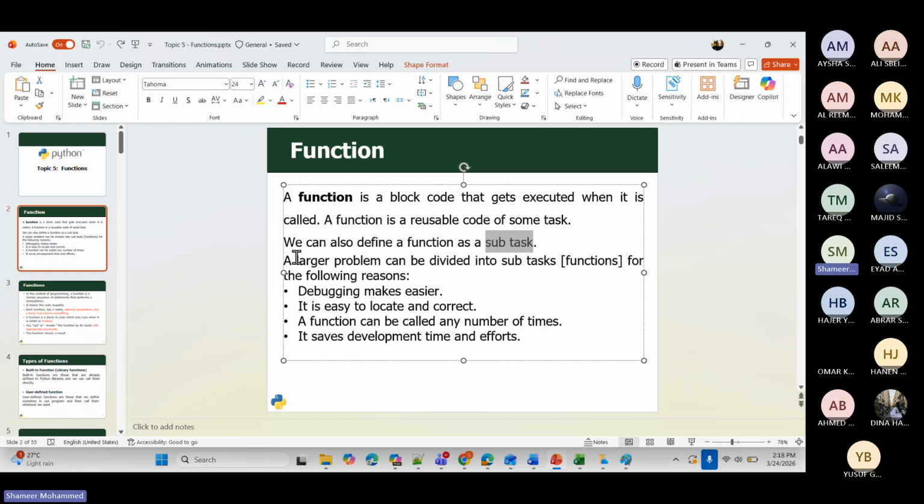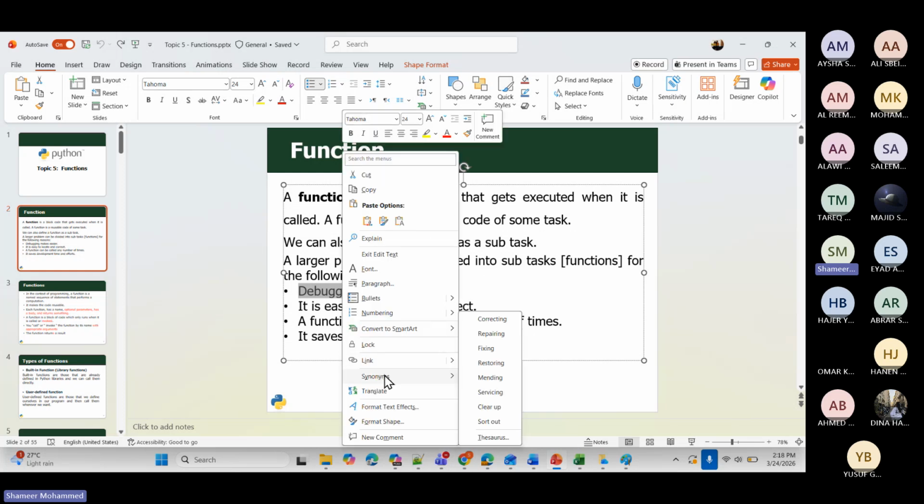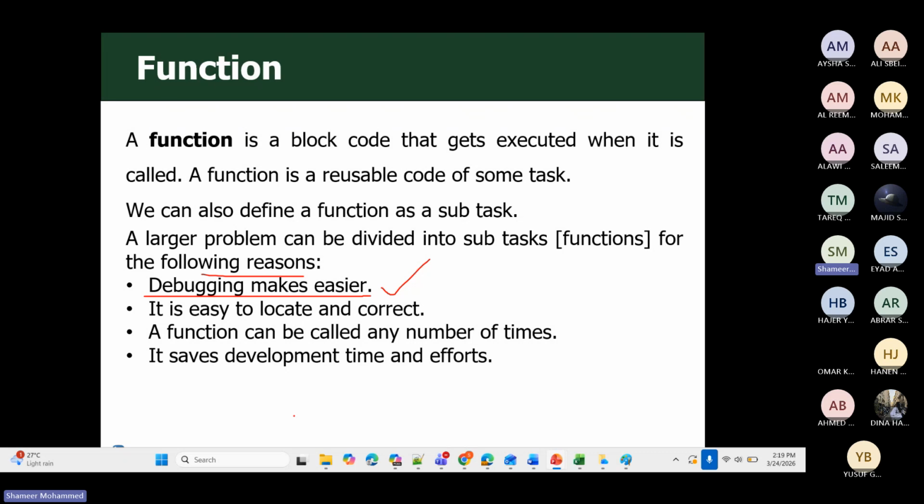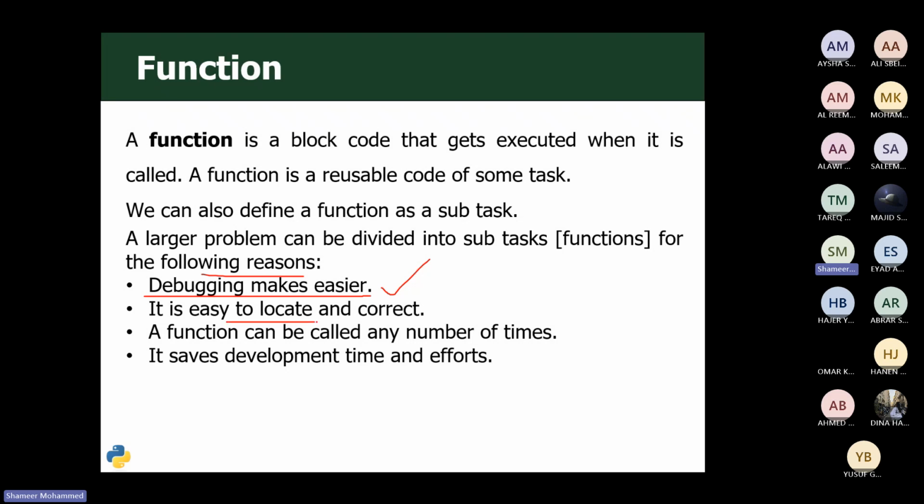A large program is divided into small functions. Why? To make debugging easier. Debugging means finding out where the problem is, where the error is, and how to fix it. It is easier if you divide your problem. If you can't see, the doctor will check your eyes. He will not check your stomach, because the problem is in seeing. So it is easy to debug. That is the use of a function: it is easy to correct and easy to locate where the problem is.